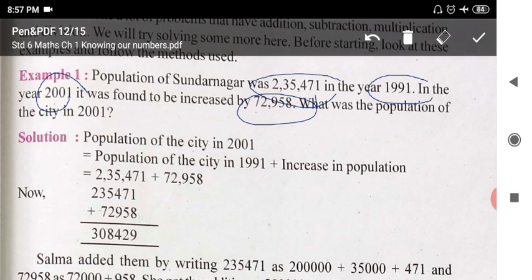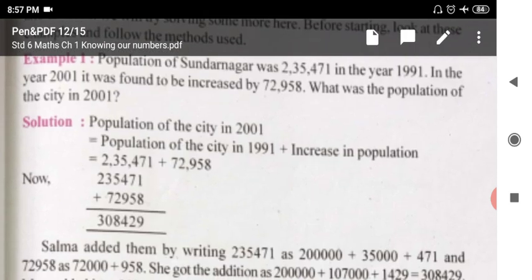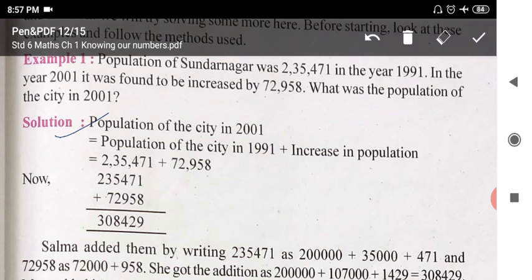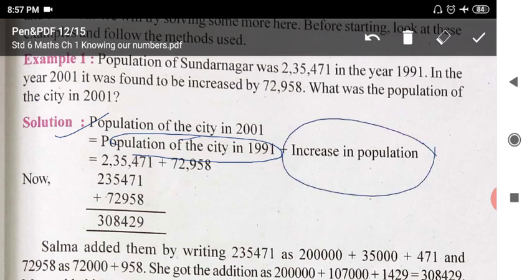So let us see the solution here. Now the population of the city in 2001 we want to find. So we can write like this: population of the city in 2001 is equal to population of the city in 1991. That number we have to put plus increase in population. Okay, how much increment happened in 2001. Both the numbers we will add and we will get the population of 2001.